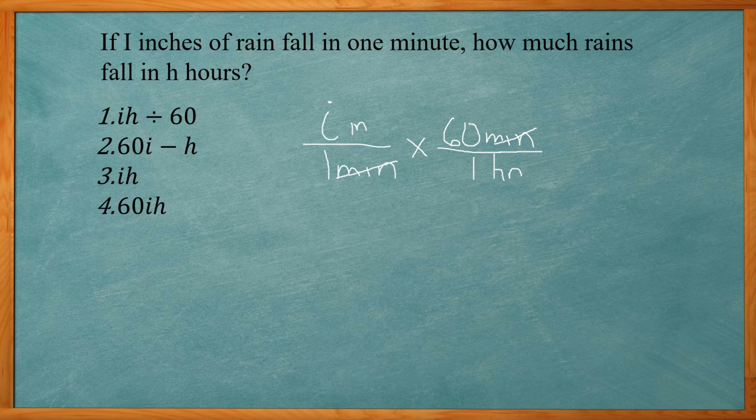Okay, so now I'm basically at inches per hour. We got h hours, so I need to multiply by h hours. So when I do that, I have I times 60 times h. So if I write that 60 IH, it'll tell you how many inches fall in h hours. So the amount that falls in h hours would be 60 IH.